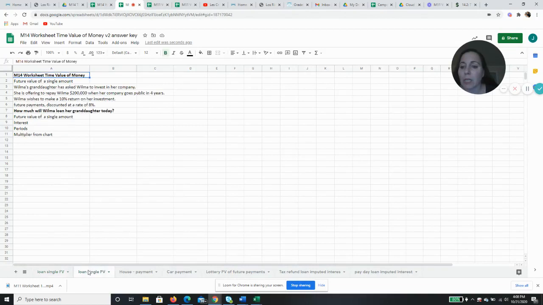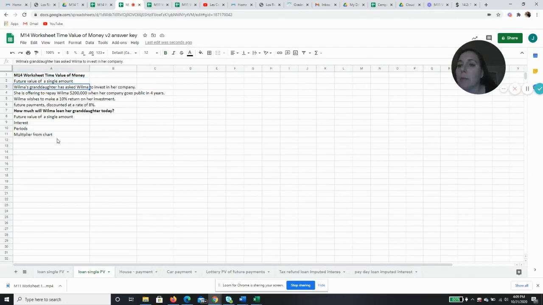Let's go ahead, since we're here, and do the single value for the present value. So future value is when we have an amount now and we want to know what it'll be worth in the future. That's what we just did. Present value is we know what we're getting in the future and we want to know what that's worth today. And we're going to use this one, not this one. Let's just go with it.